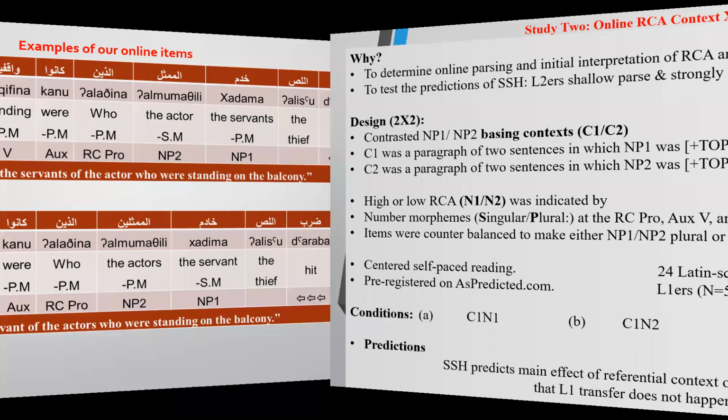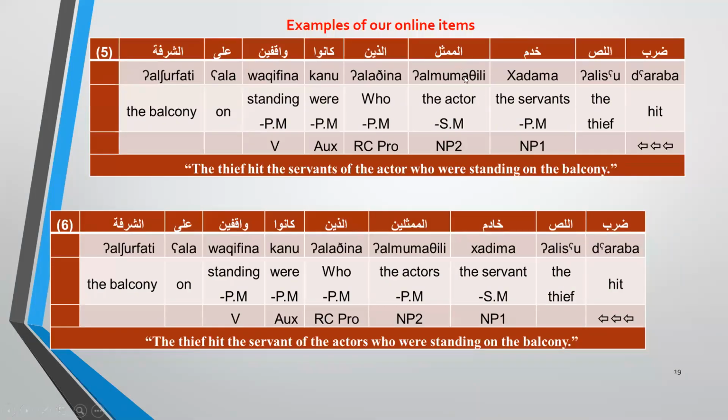So examples of online items, as you can see: the thief hit the servants of the actor. ضرب اللص خدمة الممثل الذين كانوا واقفين على الشرفة. So the MP1 here is plural, masculine, and then from the RC pro to the verb is all plural, and the other way around, the experiment was counterbalanced. The servants here, the actors الممثلون أو الممثلين الذين كانوا واقفين على الشرفة. Also, the RC continues in plural, so this is low attachment.